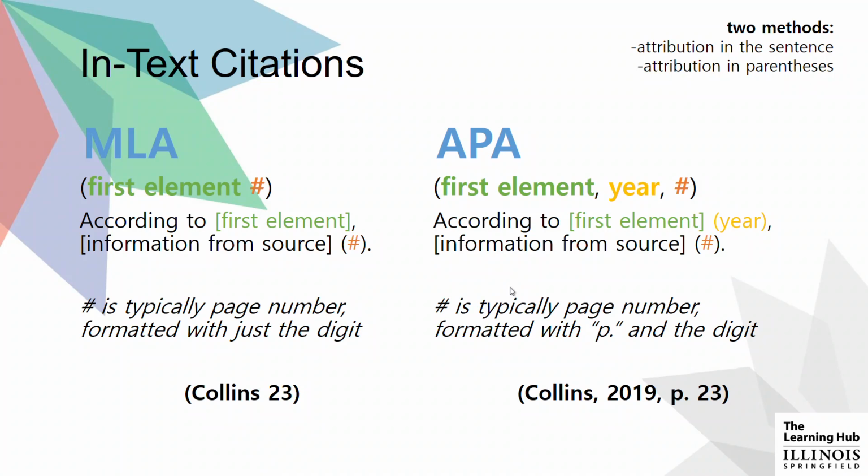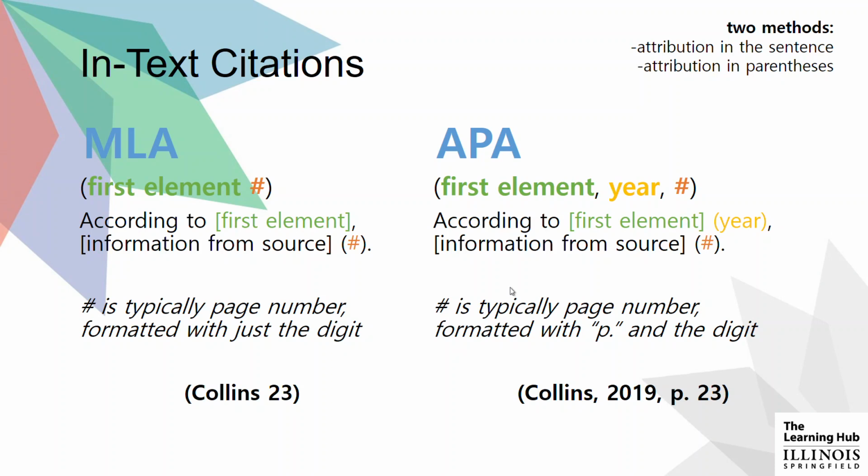It's going to be similar in APA, as I said. The major difference is you have some punctuation in there, as well as always using the year of publication alongside the first element of the source. So if the first element is the author's last name, you always have the full information in the parentheses: first element, comma, year, comma, again, location information. So that would be, for example, at the bottom, in parentheses, Collins, comma, 2019, comma, P period 23.